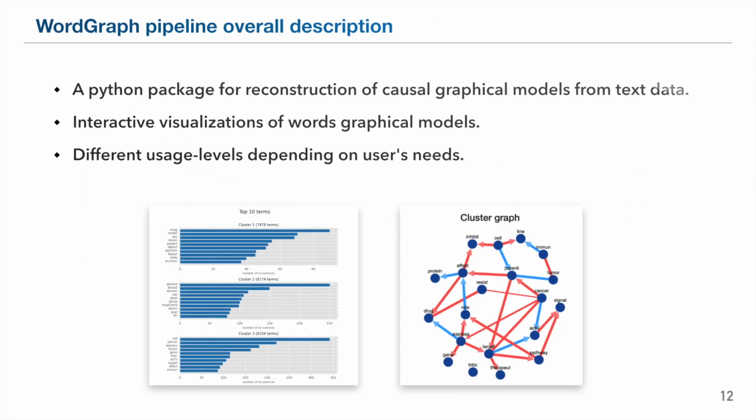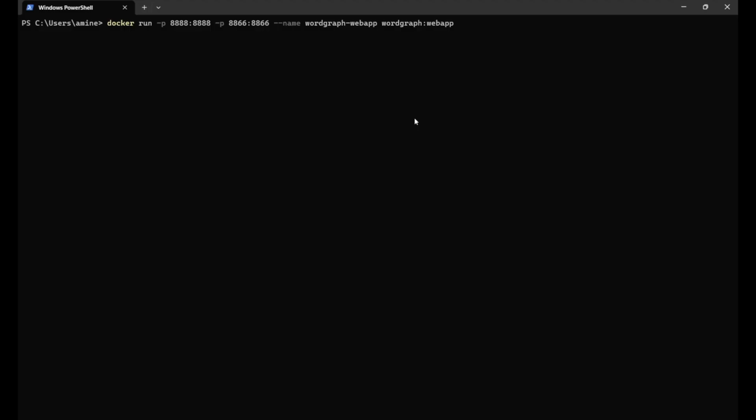So, after this introduction and definitions, let's see what the WordGraph package actually is. WordGraph is the first Python package based on MIC for reconstruction and visualization of word graphical models. It follows the pipeline that we described previously. The graphs generated are interactive and customizable. It proposes 3 different usage levels depending on users' needs. And now let's switch to the demonstration to see them.